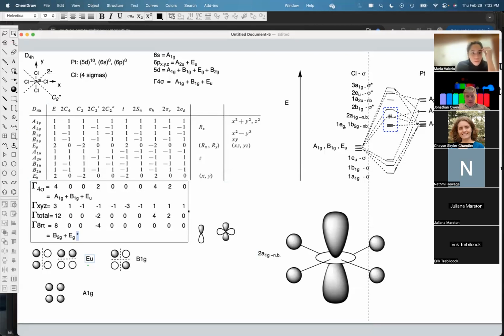What other functions have the right symmetry? The PZ on the platinum. PZ and also PX and PY. So where did they go? Here they are. A2U and EU. Those are also good. All right, so how many do we have now? 2, 4, 6 out of 8. There's 2 more that are missing.